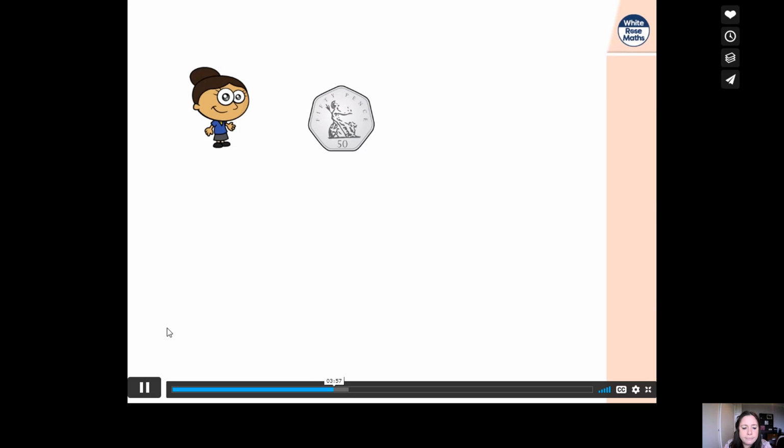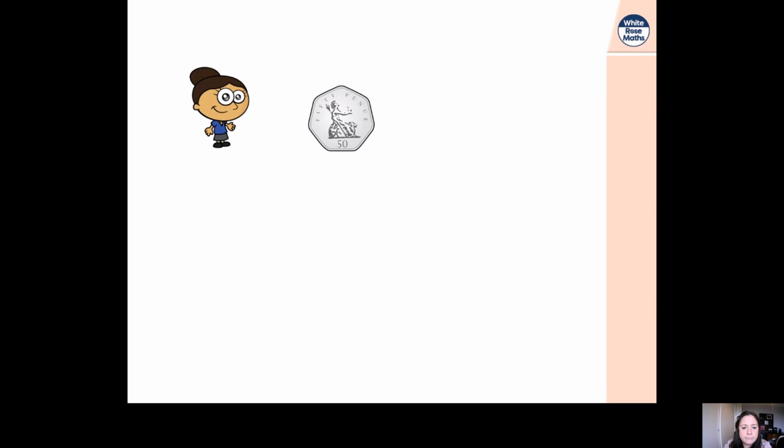Dora has 50 pence left. Are you going to take that home, Dora, and put it into your money box? No, you've spotted a cake. Aha. The cake costs 41 pence. Can Dora afford to buy the cake?